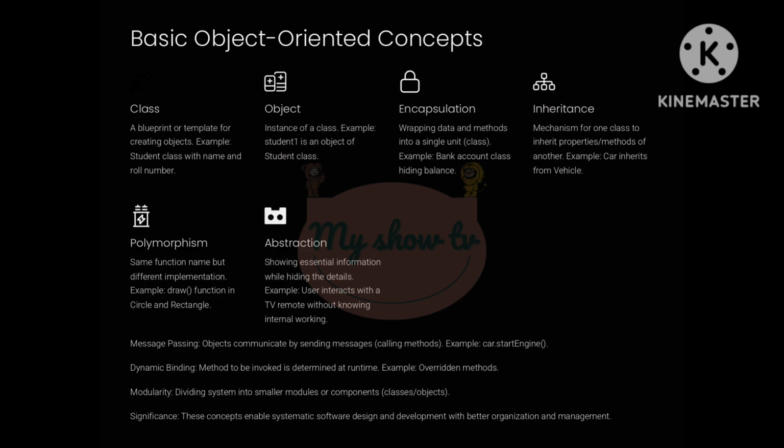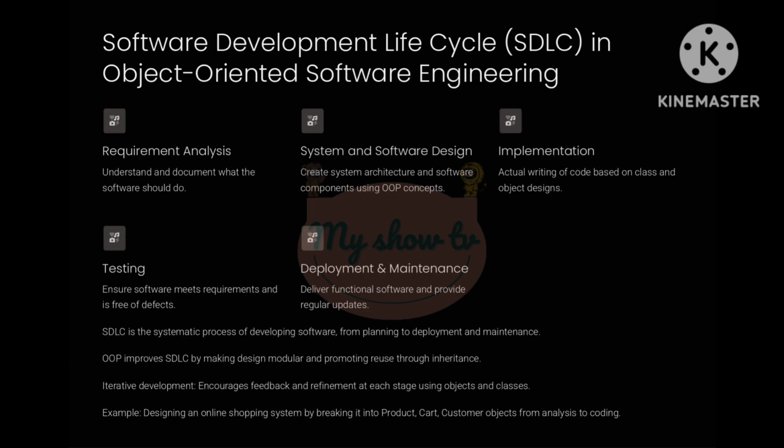Dynamic binding means method calls are resolved at runtime, which supports polymorphism. Modularity ensures breaking the system into smaller, manageable parts, which simplifies development. These concepts are essential for designing robust and maintainable software systems. Slide 3. Software Development Life Cycle, SDLC, in OOP.